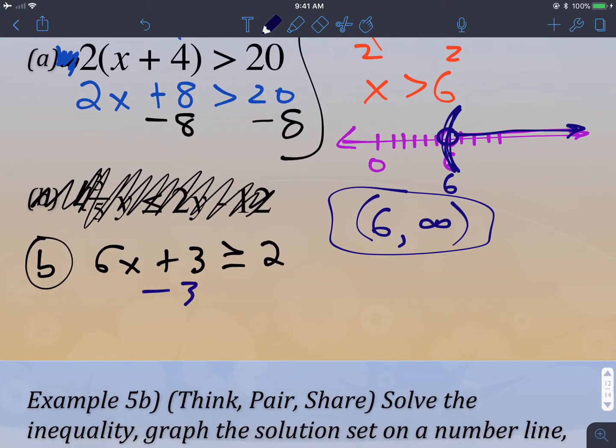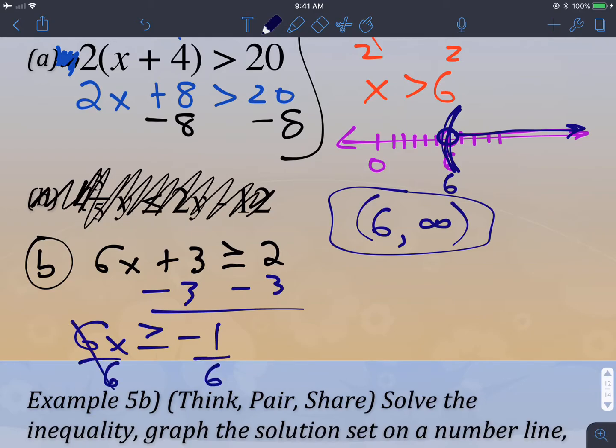So here we go, -3. You will get a fraction in the upcoming test, by the way. Divide by 6. So now this is x is greater than or equal to negative 1/6.